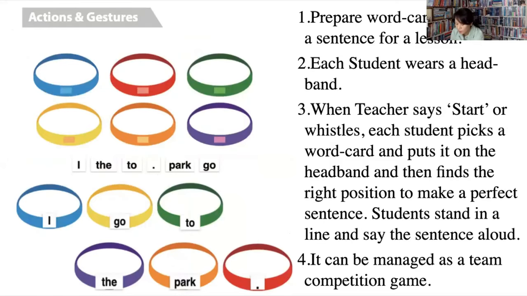Before I go to the sentence practice, this headband game is not only for matching characters. We can make unscramble and sentence sorting games. You can write down, I go to the park, with a period. Then six students come out and pick up the cards. They put the cards on their headbands. They have to find their positions to make complete sentences. That means the students are running to find their positions. They make one line, and all the students unscramble and sort the structure. Then they have to say the sentence all together.